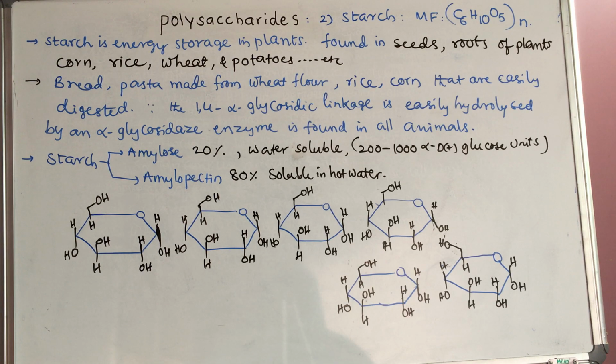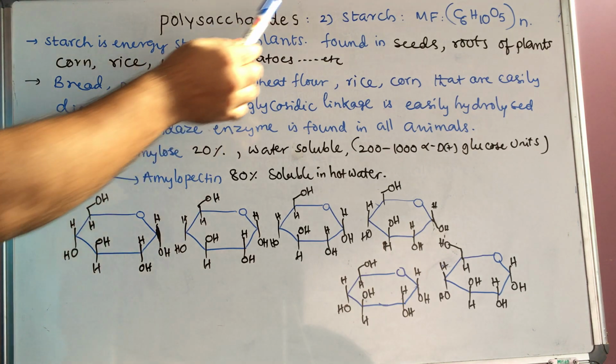So it is a continuation of polysaccharides. The second molecule is starch. The starch molecular formula is also (C6H10O5)n. We already discussed this in maltose.